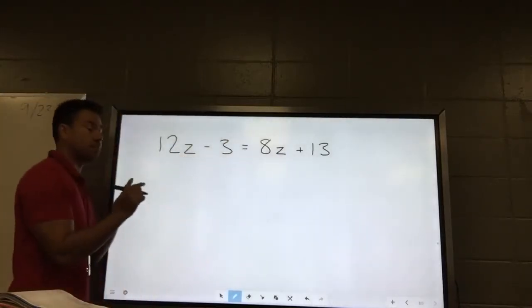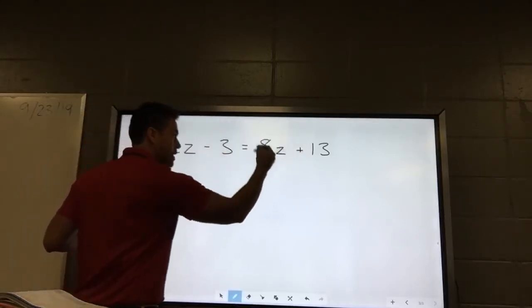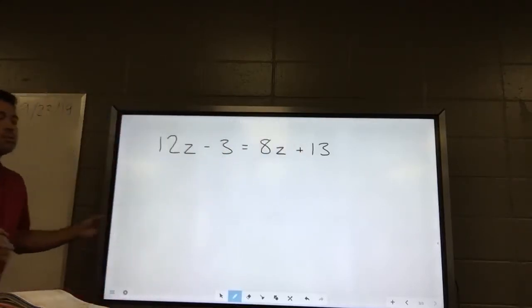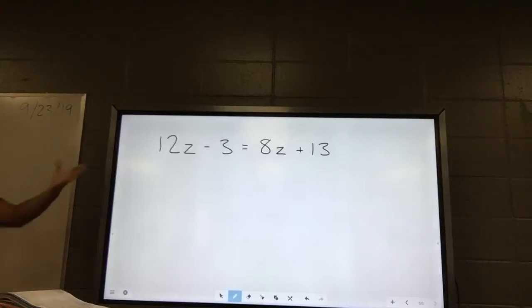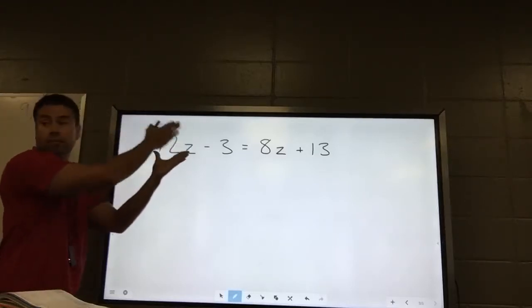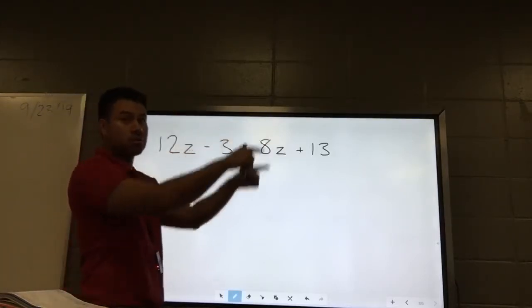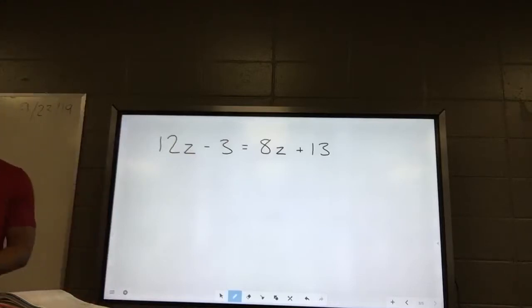So I have two options. I can either get this 12Z to the right side or this 8Z to the left side. But you got to do it the right way. How can I get 12Z to the right? How can I get rid of it completely from the left side, and somehow get it over there to the right side? Is that possible? Yes.